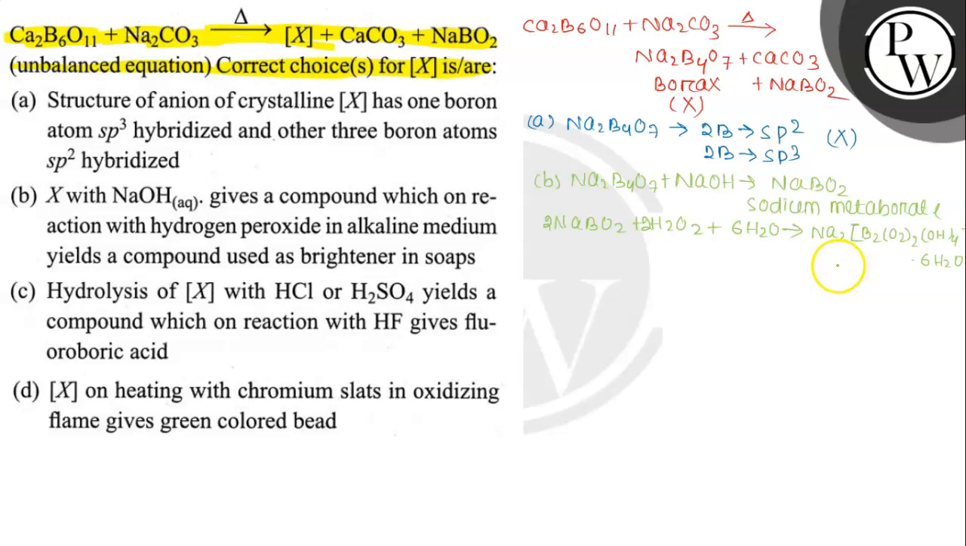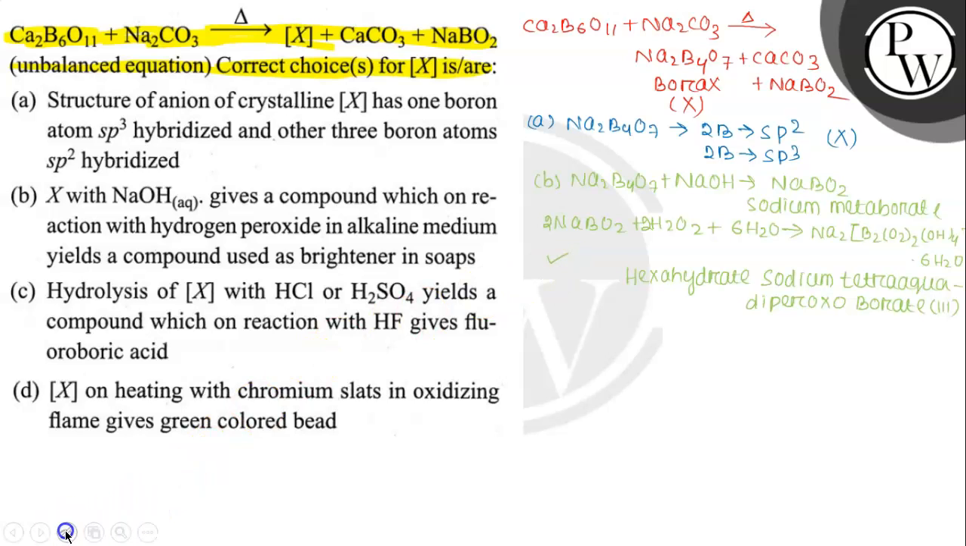This complex is used as a brightener in soap, and the complex name is sodium tetrahydroxo diperoxodiborate hexahydrate. And this complex is used as a brightener in soap. So option B is correct.